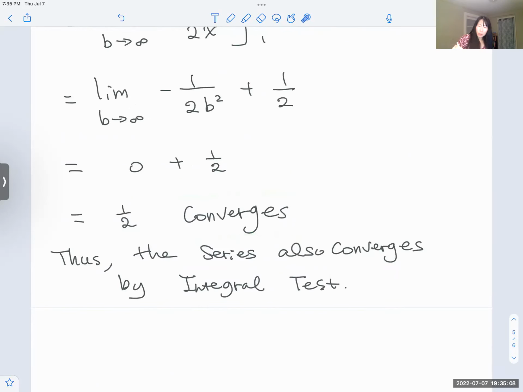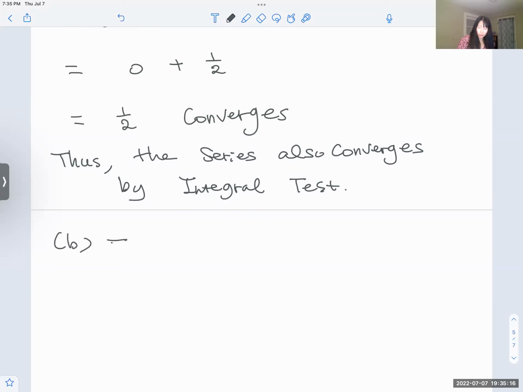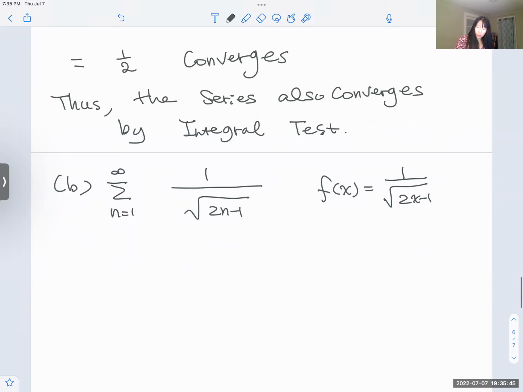All right, so let us do this one. Second part. What is that? 1 over the square root of 2n minus 1. All right, so we assume all the conditions are met. So we're going to say that f of x is equal to 1 over the square root of 2x minus 1. All right, so let us write it down from 1 to infinity. We make it 2x minus 1 to the negative 1 half, in order to use the power rule, dx.